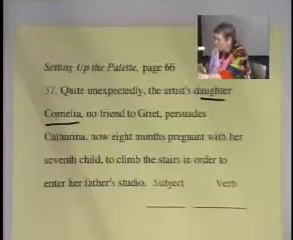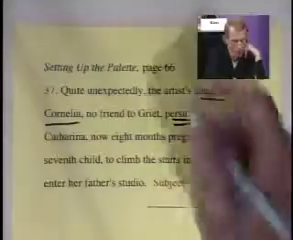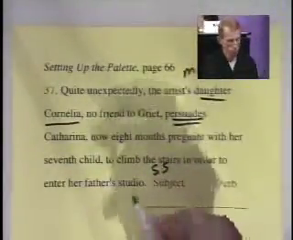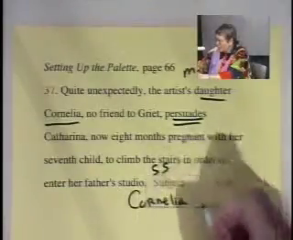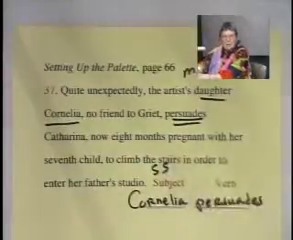Where is your verb? Persuades. What kind of a clause do you get? Main. And what kind of a sentence do you get? Simple. So either one, take your pick. I'm going to take Cornelia, but it could have been daughter as well. And Shirley, persuades is the verb.